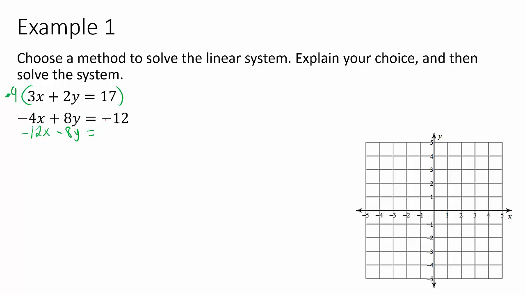equals -17 times 4 is 68. And so we'll go through and we will add our x's and get -16x. Our y's cancel, and -12 plus -68 is -80. So divide by -16, and that gives me 5.